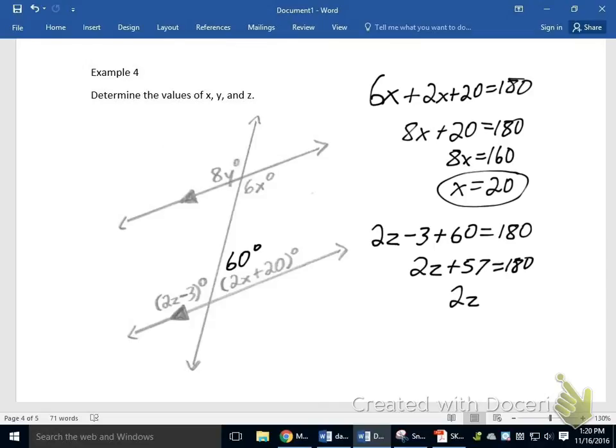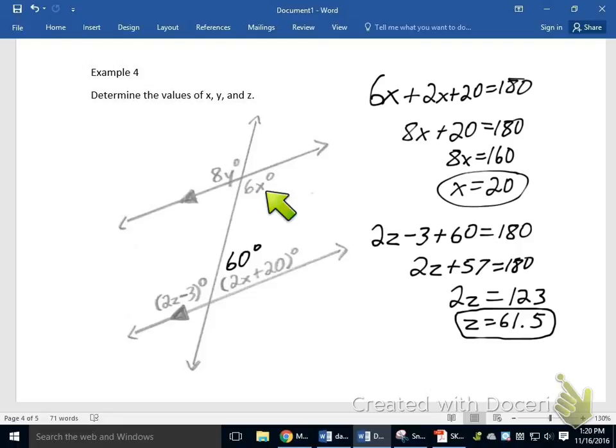I would subtract 57, and that's going to be 123. And I would divide by 2, and I get 61.5. A good point to make here, just because you get a decimal or fraction does not mean that you're wrong. I mean, I know that you might want to go back and double check your steps, but this is the correct answer here. As far as how to set up the last one, you got one of a few options.